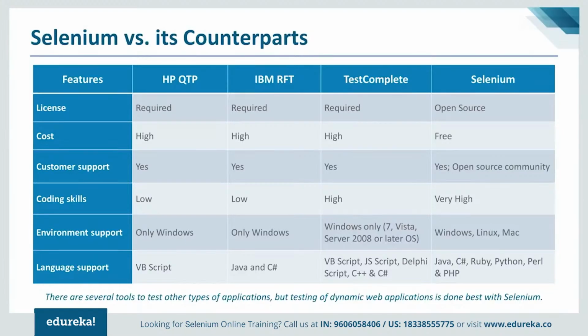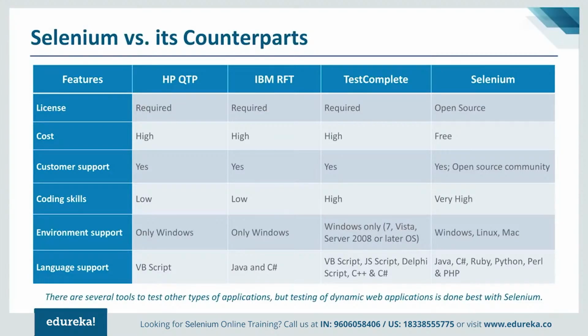Now, coming to the programming skills, QTP and RFT do not require you to be much of a coder. Test Complete will need some coding skills though, and in the case of Selenium, you'll get to explore and flaunt all your coding skills. Moving on, QTP and RFT work only on Windows, and Test Complete limits itself to Windows 7 or higher versions, but Selenium on the other hand works well on almost any operating system.